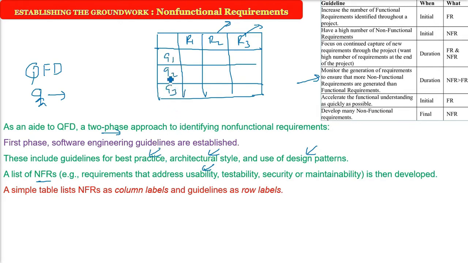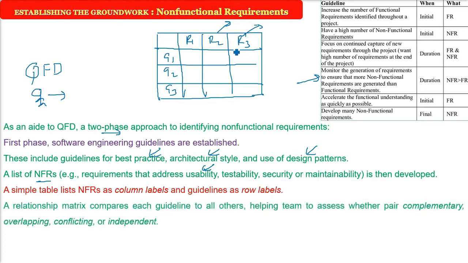Ultimately we have to find out what the requirements are. This is our goal. So this is a relationship matrix. Here each guideline will be compared with the others. That is, whether guideline 1 and guideline 2, with respect to this requirement, are complementary, overlapping, conflicting or independent. For example, for requirement number 2, say testability, how are guideline 2 and guideline 3 related? So the relationship between the guidelines with respect to the NFR is known here and we'll write it there.